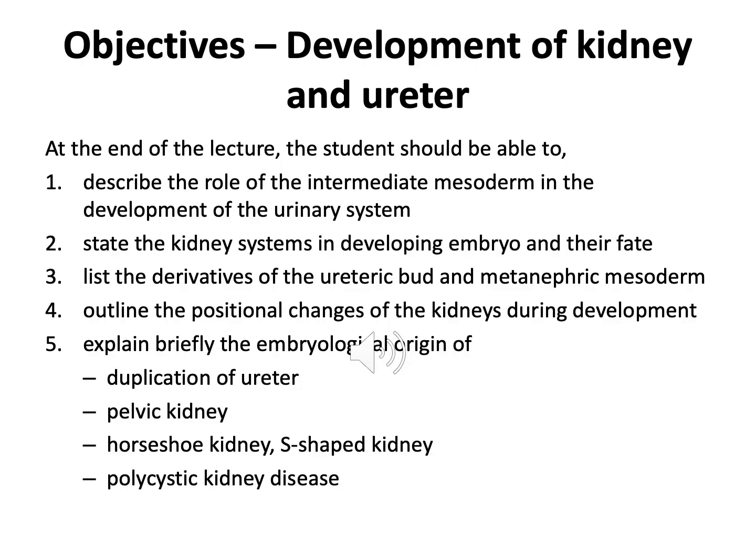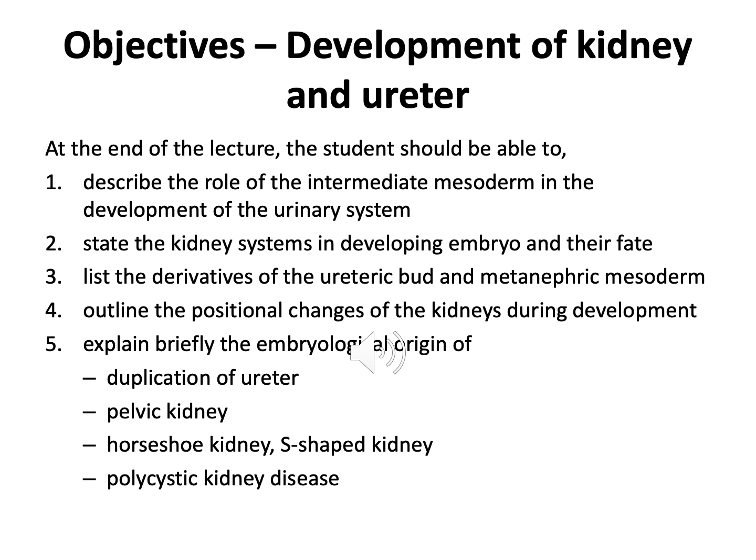These are the objectives of this lecture. At the end of the lecture, you should be able to describe the role of the intermediate mesoderm in the development of the urinary system. State the kidney systems in the developing embryo and their fate. List the derivatives of the ureteric bud and metanephric mesoderm. And you should know the positional changes of the kidneys during the development stage.